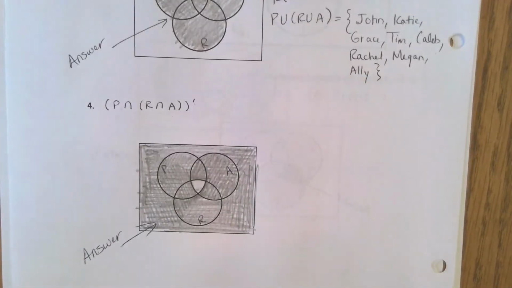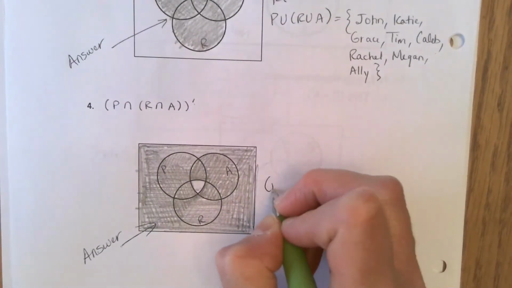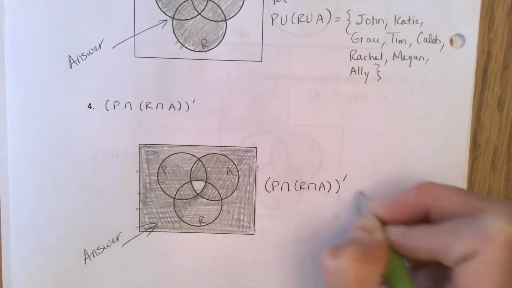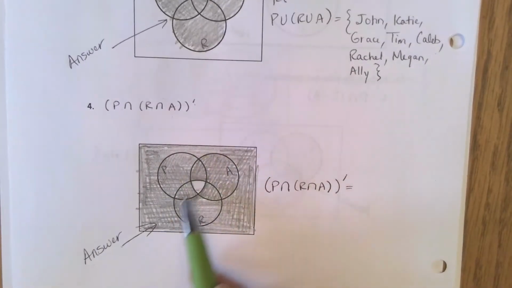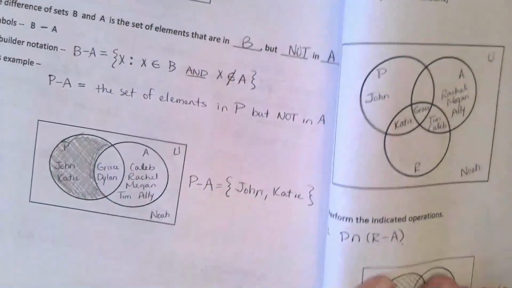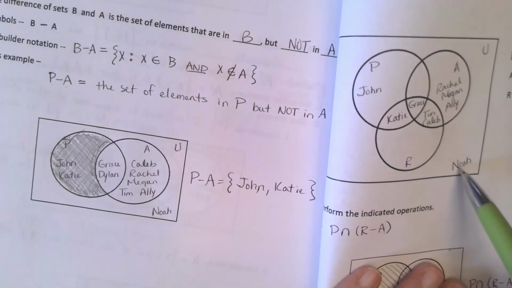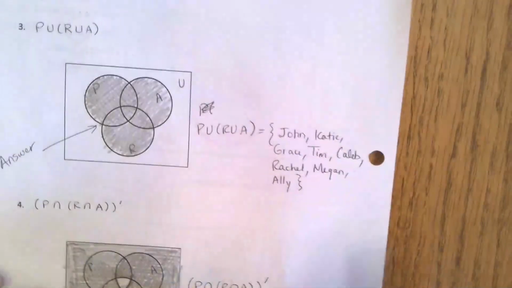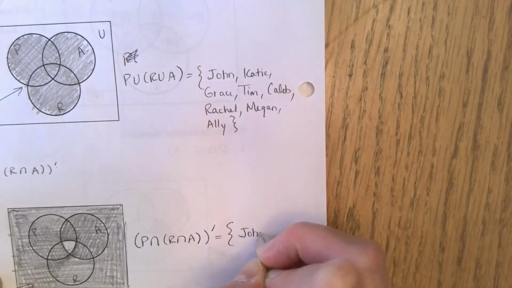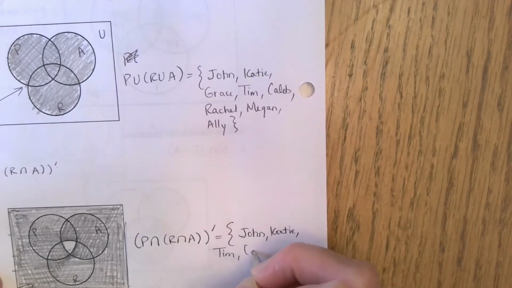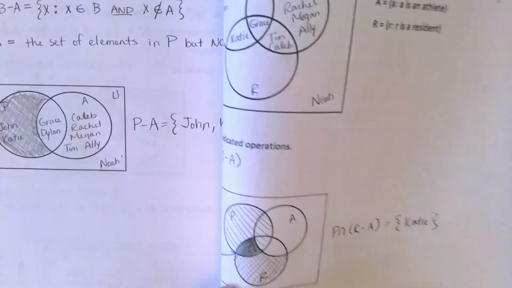And now I'm going to list the elements that are in there. I'm going to list the elements for P intersect, R intersect A, but the complement of that. And so that's everything out here, just not that person that's listed in there. Everybody but that person. So let's take a look at that. Grace was the one in the middle. So that's everything, everybody but Grace, including Noah. So John and Katie and Tim and Caleb, Rachel, Megan, and Allie.